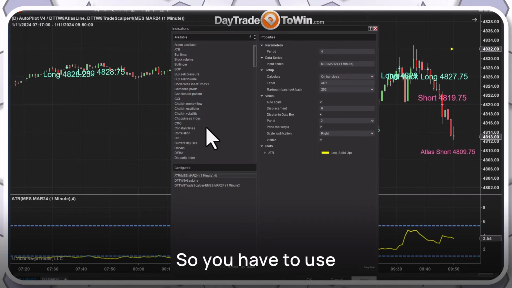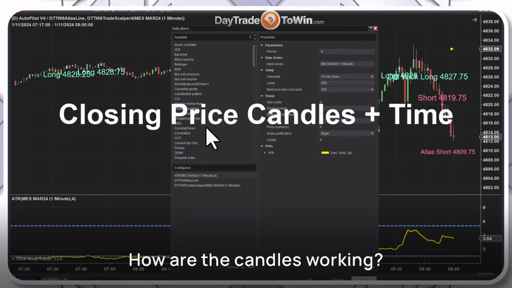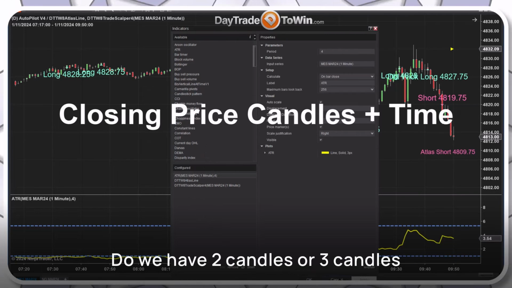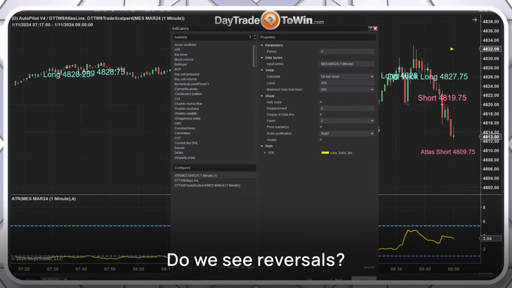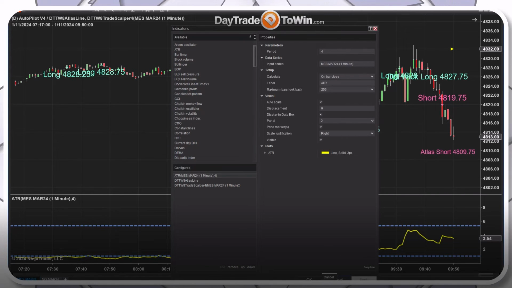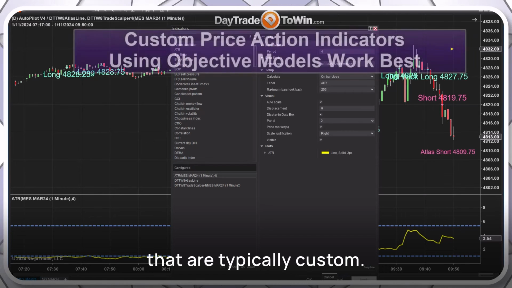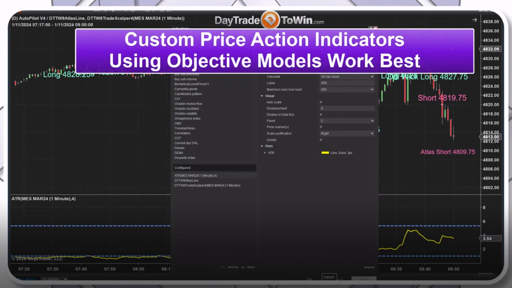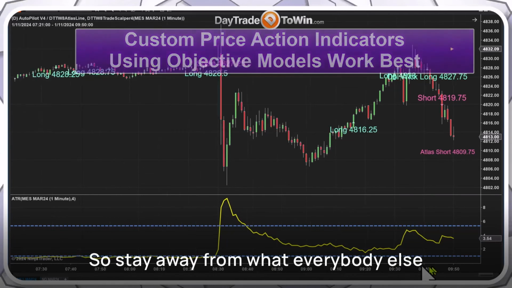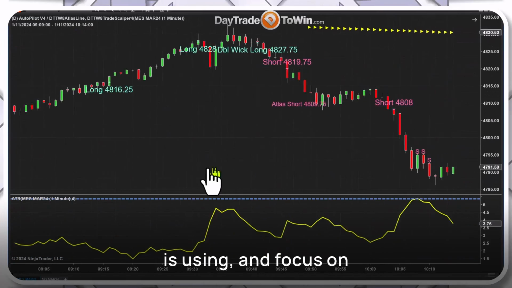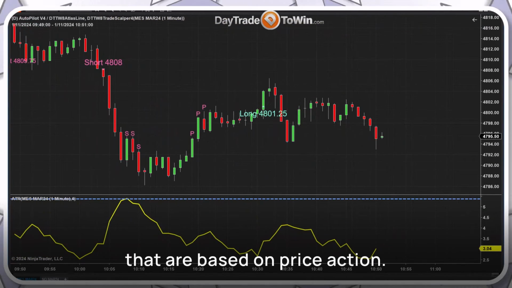So you have to use price action based indicators. How are the candles working? Do we have 2 candles or 3 candles closing above or below a certain value? Do we see reversals? Do we see support, resistance? So those type of indicators that are typically custom, those are much better than the conventional indicators. So stay away from what everybody else is using and focus on indicators that are based on price action.